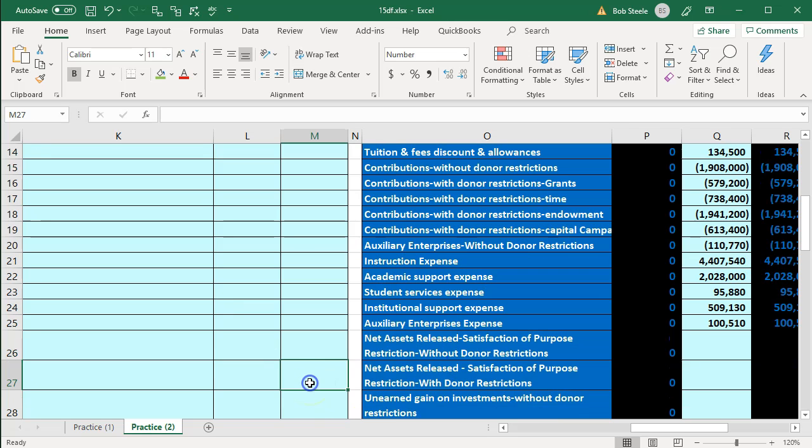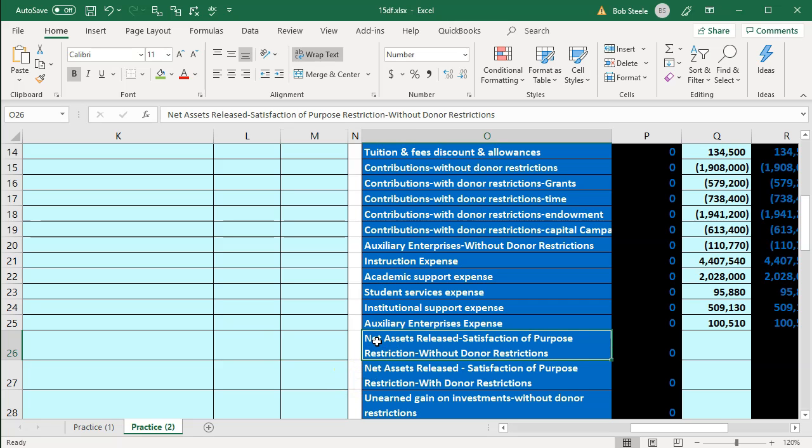You'll recall from prior problems where we have net assets released, satisfaction of purpose restriction without donor restriction, and then the same thing with donor restriction. Now, you want to think about these things. I would think about them as basically revenue type of accounts. In other words, they have credit balance type of accounts, and one of them's going down. The one going up is going to be without restrictions.